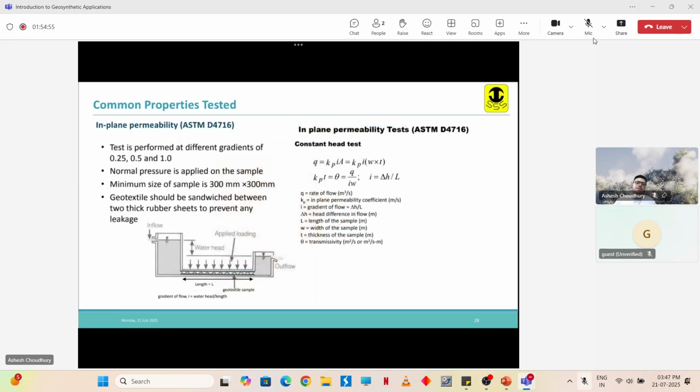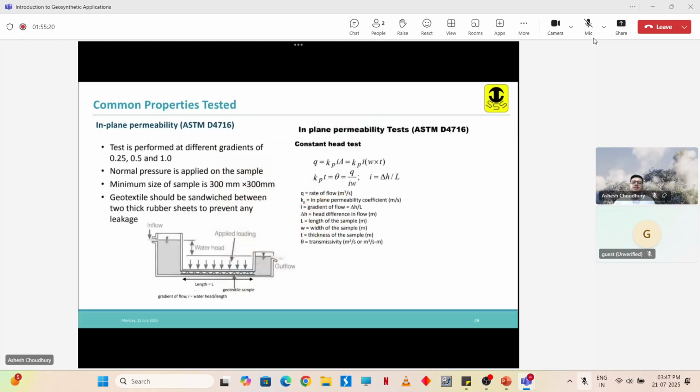Then we have the in-plane permeability. For a geotextile, this in-plane flow is measured by transmissivity. The test is performed at different hydraulic gradients i of 0.25, 0.5, 1. Normal pressure is applied on the sample. The minimum size of the sample is 300 mm by 300 mm. The geotextile should be sandwiched between two thick rubber sheets to prevent any leakage.